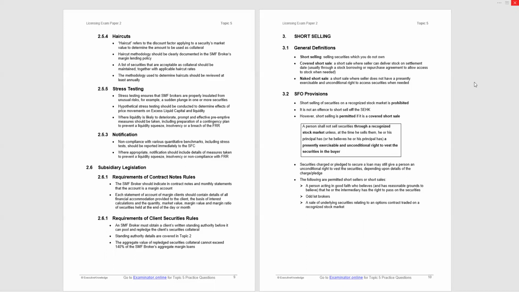I want to go to the box under section 3.2. It says, however, short selling is permitted if it is a covered short sale. A person shall not sell securities through a recognized stock market unless at the time he sells or she sells them, he or his principal employer has, or he believes he or his principal has, a presently exercisable and unconditional right to vest the securities in the buyer. So you can get hold of those securities.